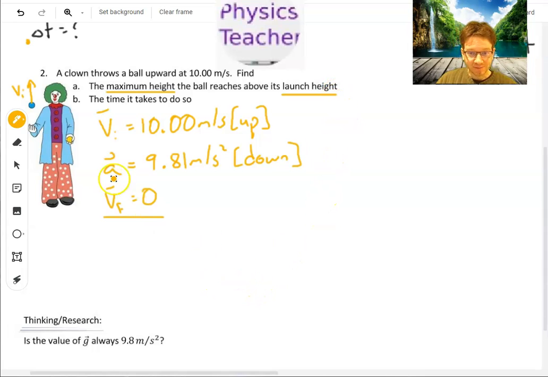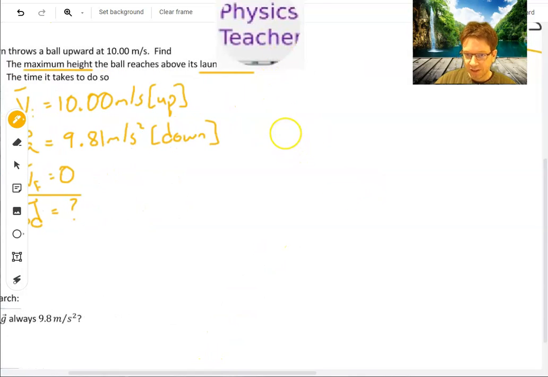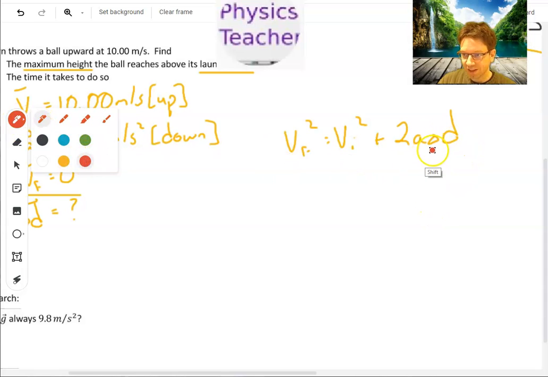So we have 1, 2, 3 known values and one unknown value, which is going to be displacement. And we want the equation that does not involve time. So our equation is V final squared equals V initial squared plus 2A delta D. This equation we have to rearrange because we're solving for delta D here.